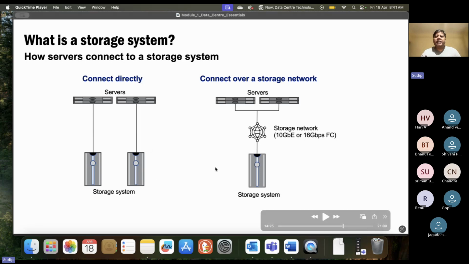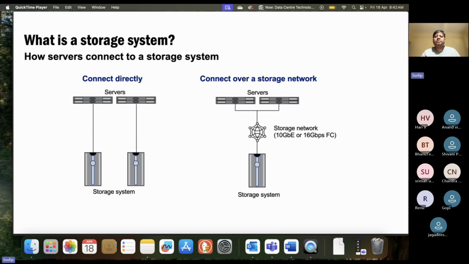Then comes networked storage. Network storage means you are not going to connect the storage system to a single server. You are going to make this storage available for multiple servers to use. Which means you cannot directly connect a cable from the storage to a single server. You have to have a network in between.